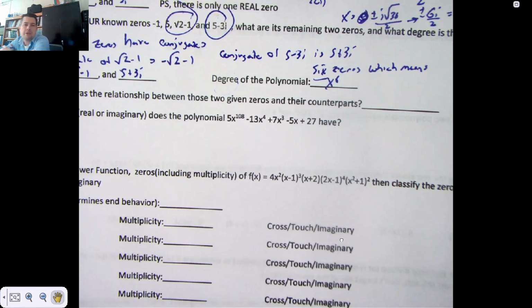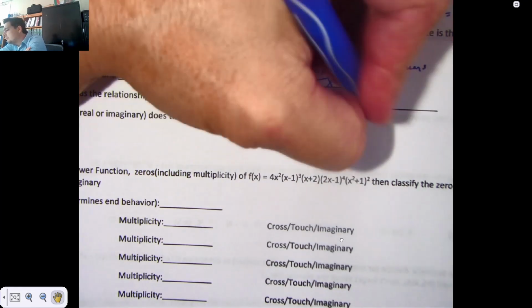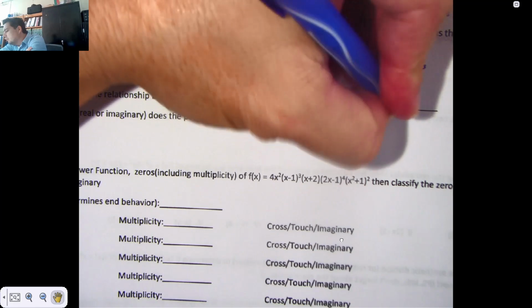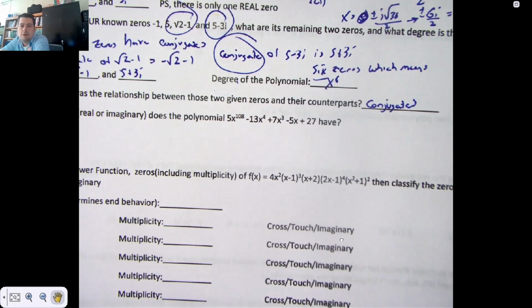What was the relationship between those two given zeros and their counterparts? They were conjugates. I even have that as a small bonus. It's easy, conjugates.